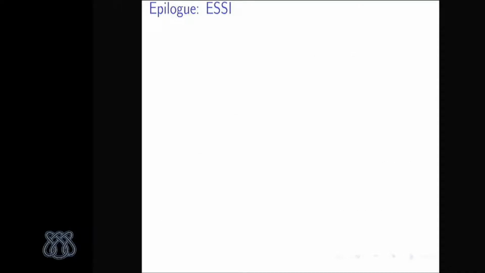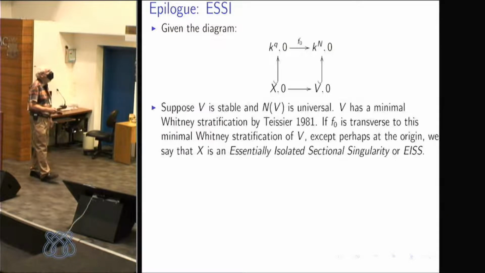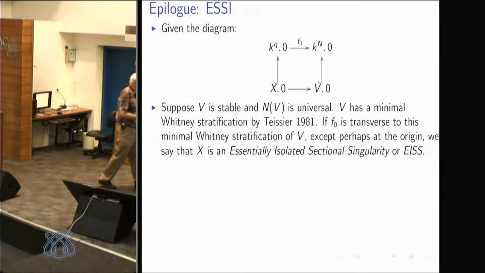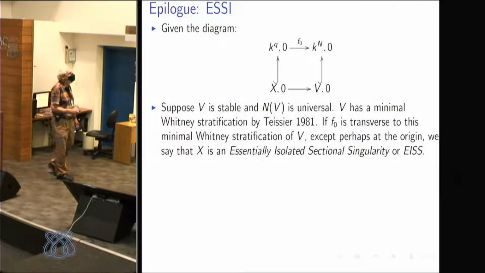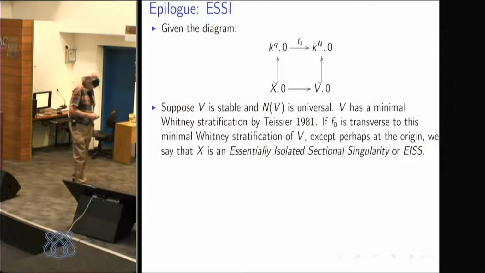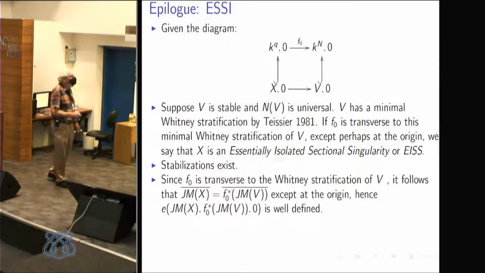Okay. Real brief epilogue. Given this diagram here, suppose V is stable and the normal module for V in the set of allowable deformations is universal. Supposing F0 is transverse to this Whitney stratification of V's, except at the origin perhaps, then we say that X is an essentially isolated sectional singularity. Stabilizations exist because we have the transversality result. E is well defined.